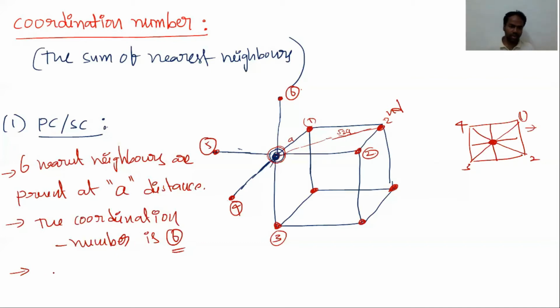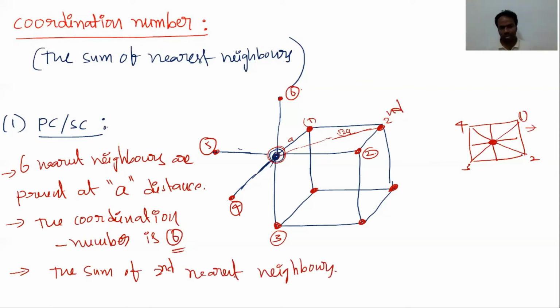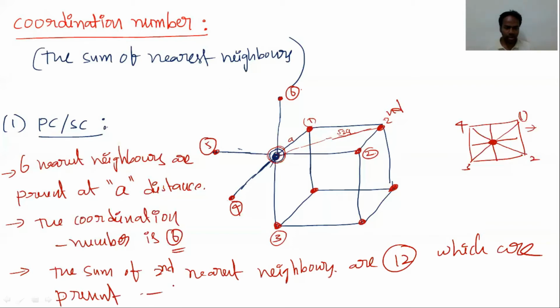That is why the sum of second nearest neighbors is 12, which are present at a distance of root 2 a. Now come to the FCC, the face-centered cubic unit cell.